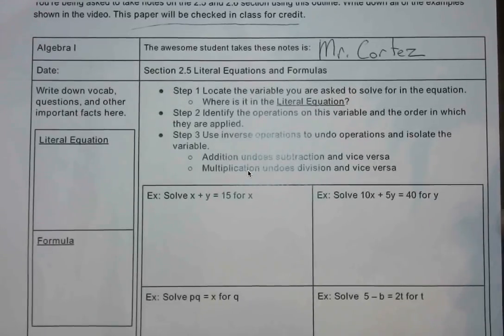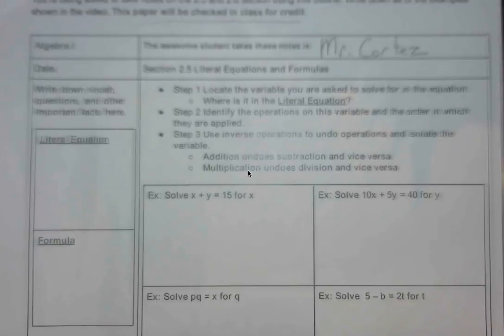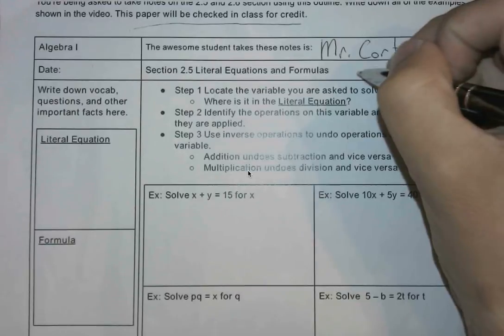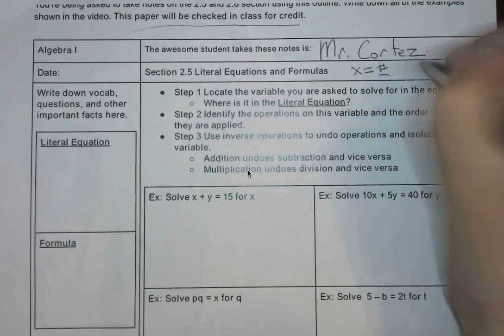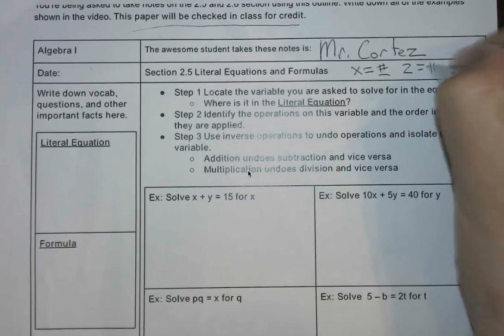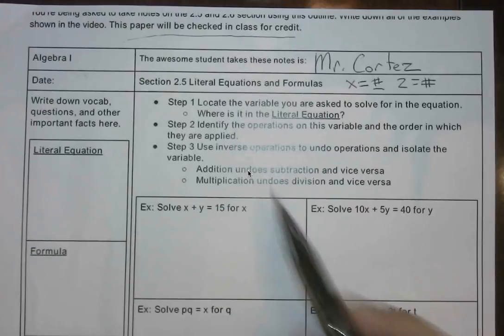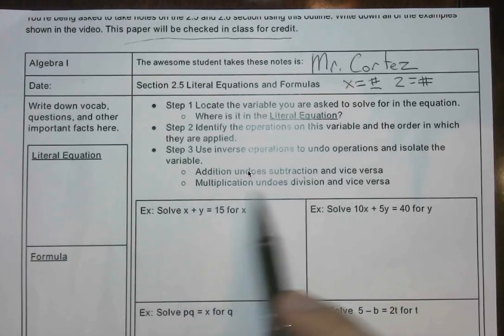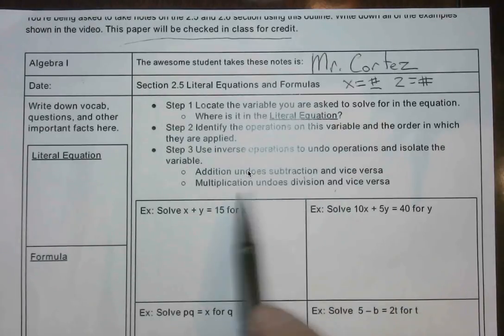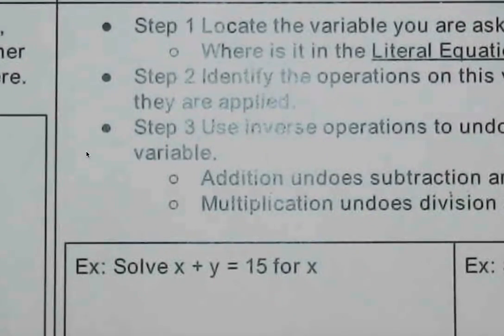Starting first with a little bit of vocab, dealing with literal equations and formulas. So far we've been working with equations, trying to solve for, let's say, x where it was equal to some number, or z was equal to some number. We introduced the idea of using opposites to solve these. If we see addition, use subtraction. If we see subtraction, use addition. Same ordeal with multiplication and division. These undo each other.